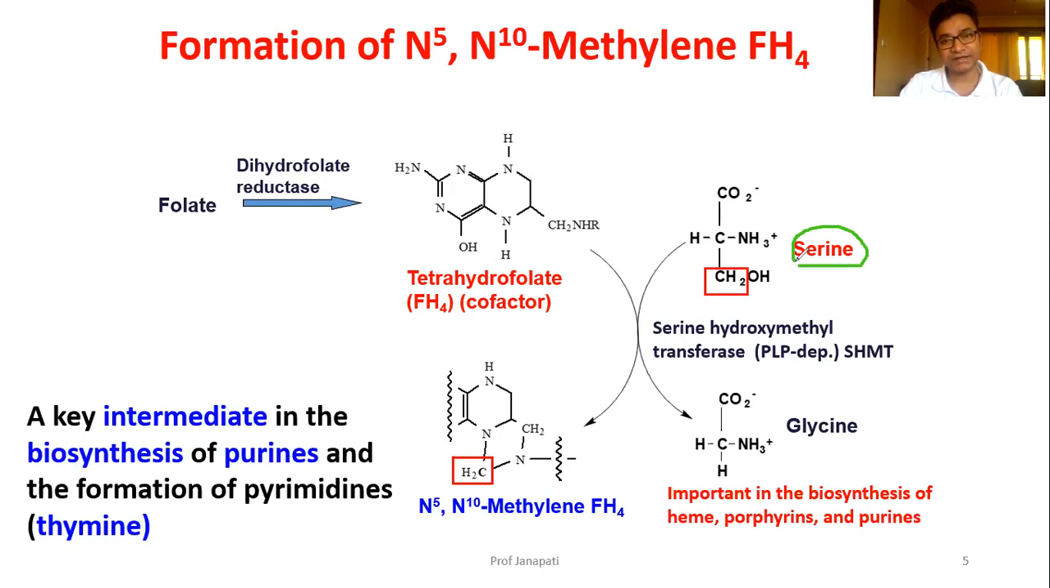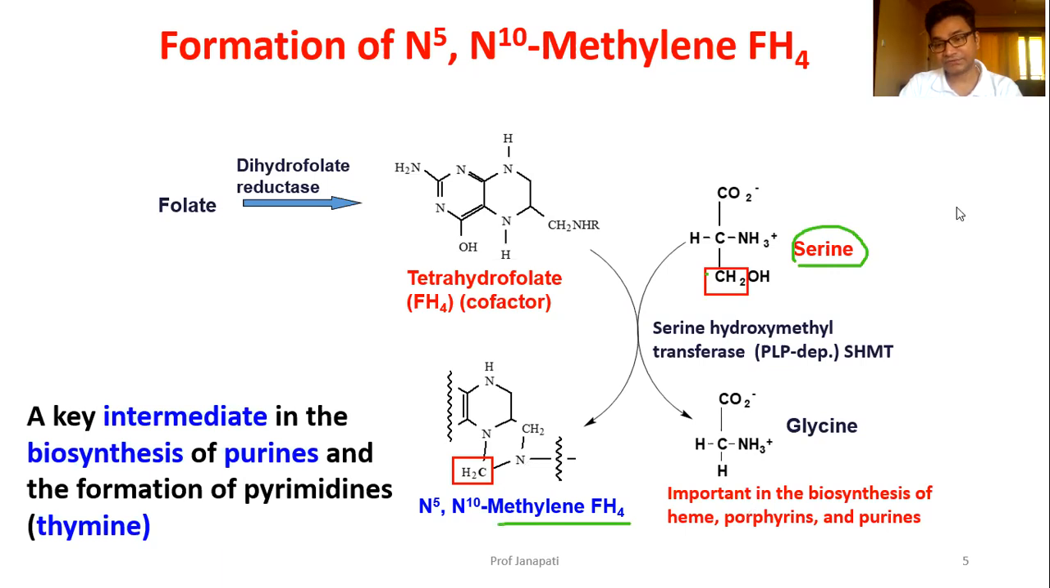And this serine, when it reacts, what happens? The methylene group which is present on serine will be transferred between the 5th carbon and 10th nitrogen. So what is formed is called N5N10 methylene FH4.